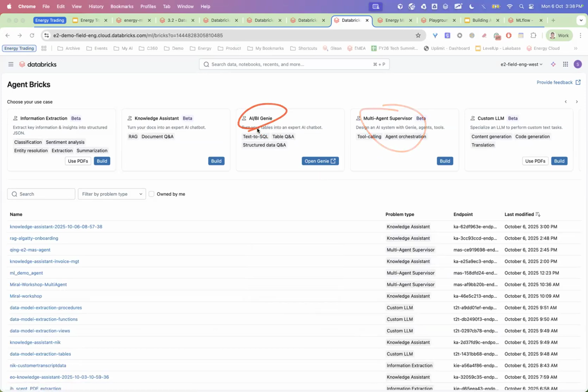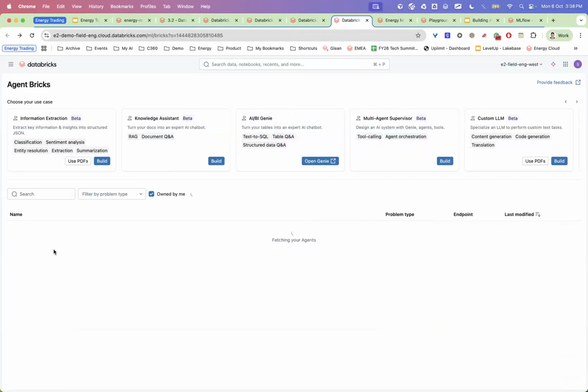Genie is for structured data conversational AI. So I already have an agent which I'll show.